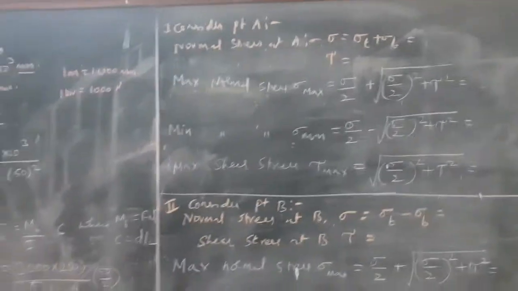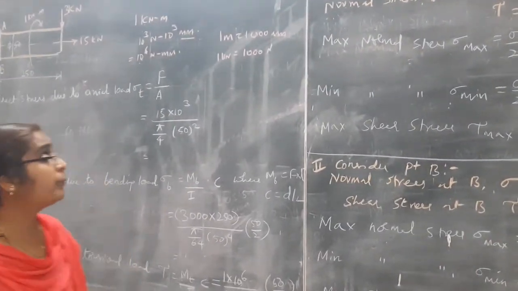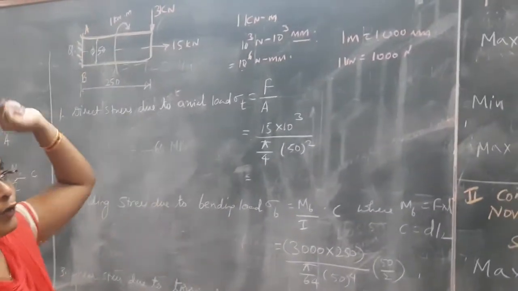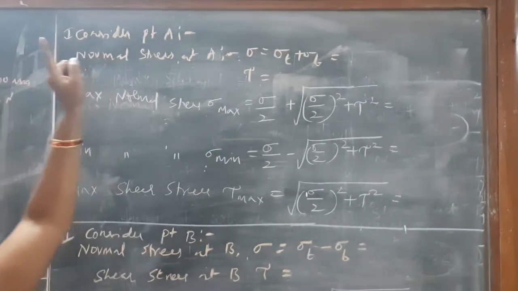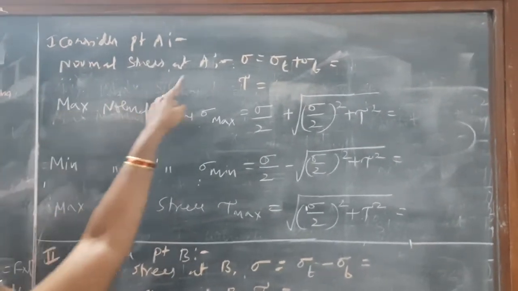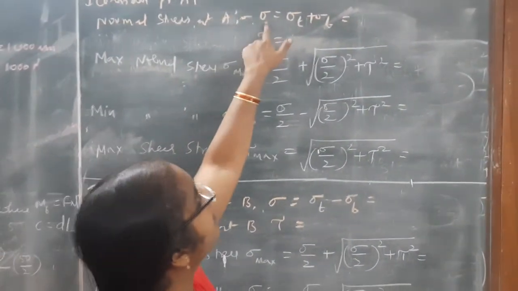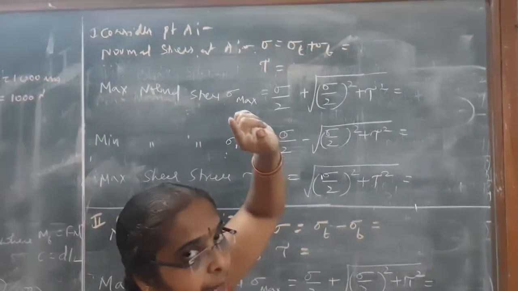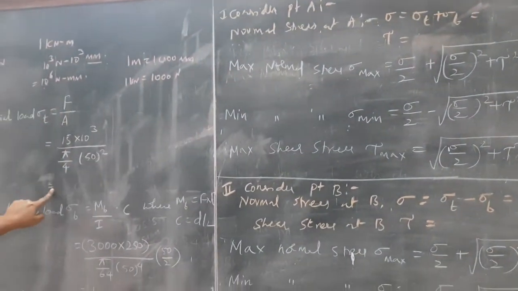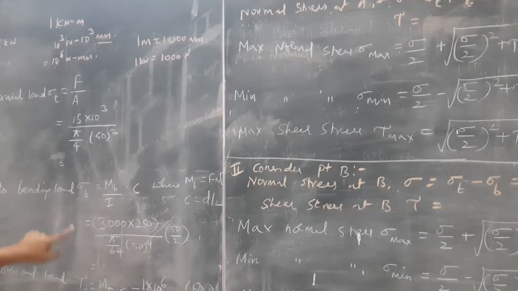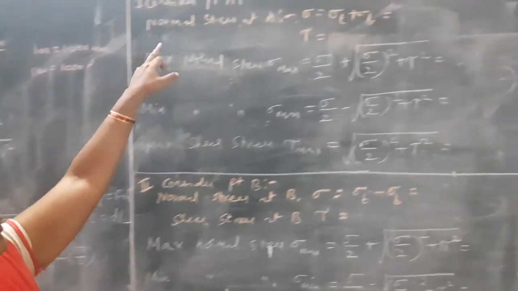Now let us go for calculating the maximum and minimum stress at points A and B. How to calculate that? Let us consider point A first. The normal stress at A can be calculated as sigma T plus sigma B. What is sigma T? It is the tensile stress. We are going to add these two to get the normal stress at A.